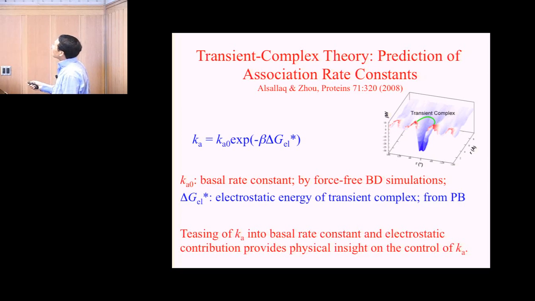All right, so a bonus of this approach is that this formula teases out the two contributions to the association rate constant. So we separate the contribution of the basal rate constant, which is dictated by the unbiased diffusional process, and then the electrostatic contribution. Instead, in alternative approaches, you simply get an overall rate constant. Here, we can separate out the contributions so that we can gain a better physical insight into the factors that control the magnitudes of association rate constants. And then I'll point out the benefit of this decomposition.